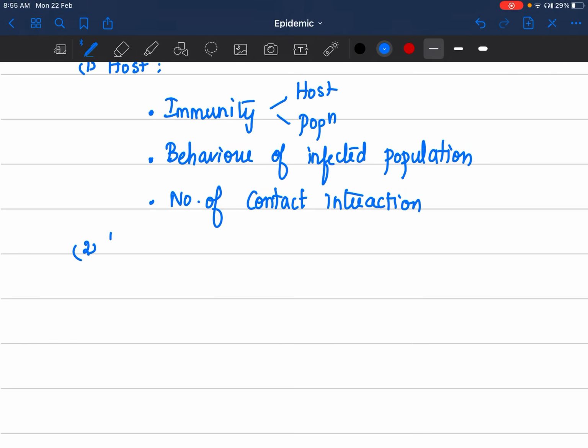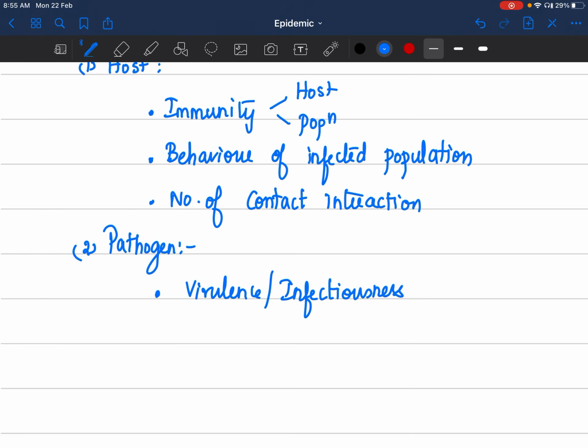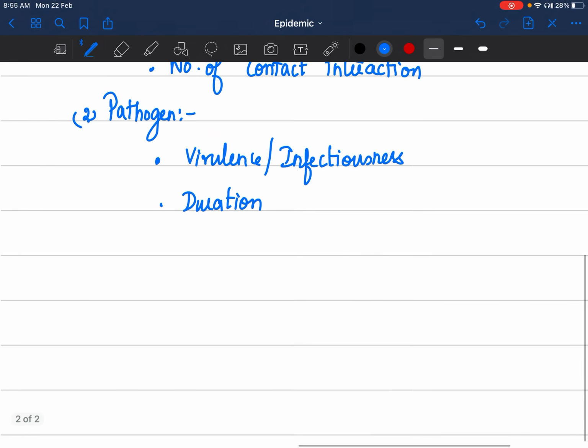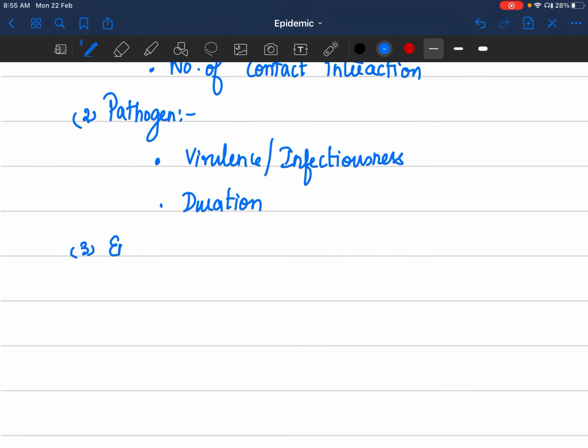What about the pathogen? So the pathogen depends on the virulence, depends on the infectiousness. Correct? Both terms are different. Virulence is how badly it is going to affect the individual. Infectiousness is the transmissibility, and how long the pathogen is going to be infective. So these two things. What about the environment?